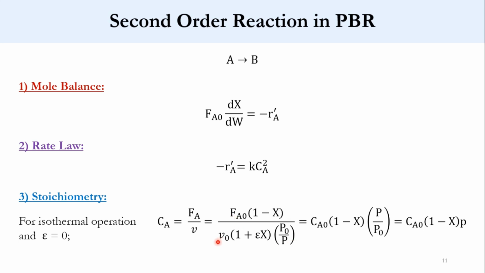But since it's an isothermal system, we are ignoring the T over T naught term. So Fa naught over v naught goes to Ca naught, 1 minus X, and epsilon is 0, so that term also vanishes. P naught over P goes to P over P naught, and that P over P naught goes to small p. So Ca is equal to Ca naught into 1 minus X into small p, and that small p is actually P, the outlet pressure, over P naught, the inlet pressure.